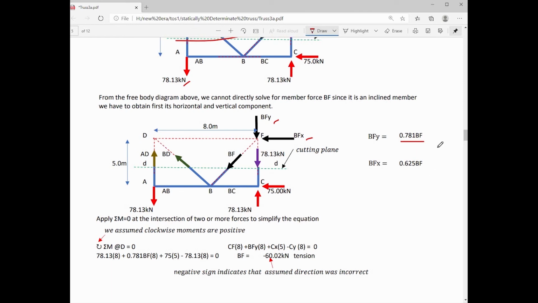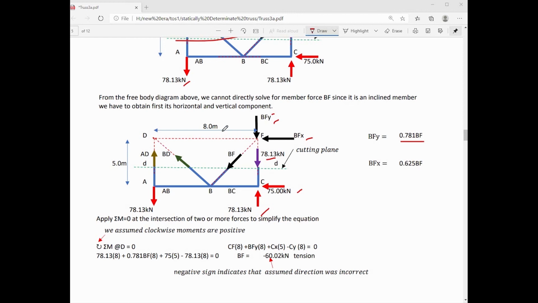Since they have the same inclination, they have the same vertical and horizontal component also. I will now apply summation moment at joint D. AD, BD, and AY will pass through joint D. As we stated earlier, they will not create moment with respect to point D. The only forces that will now create moment will be BF, CX, CY, and CF.